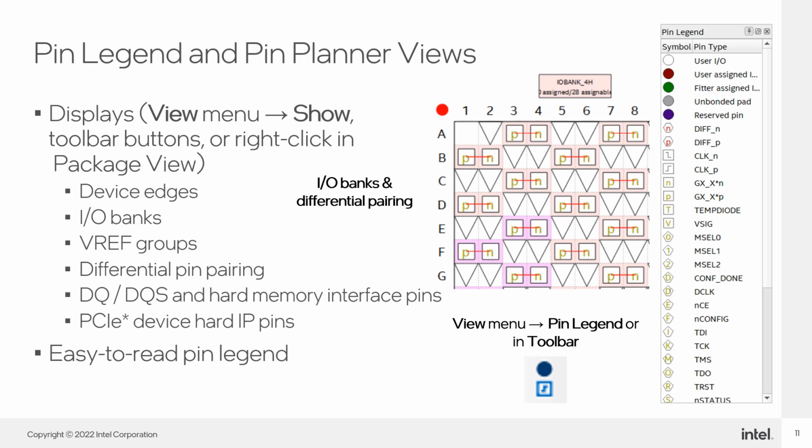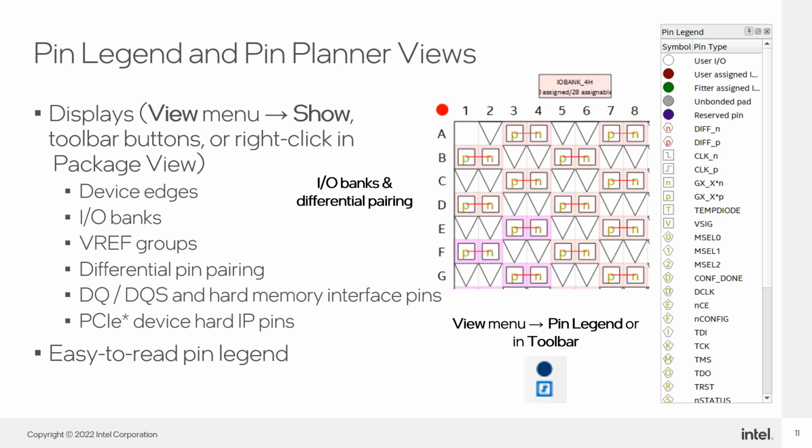You may have noticed that the pins in the package view take on different colors, shapes, and labels. These visual indicators help to understand the available functions of pins without always having to refer back to the device handbook. To understand and keep track of these indicators, open the pin legend from the View menu or toolbar. The legend explains all the indicators you'll see in the package view.